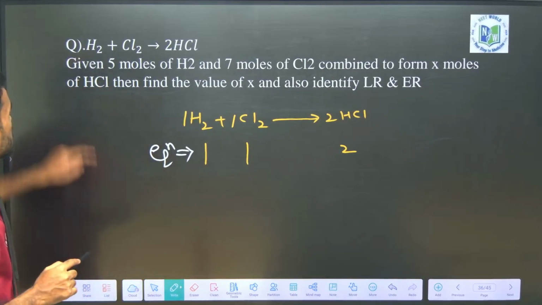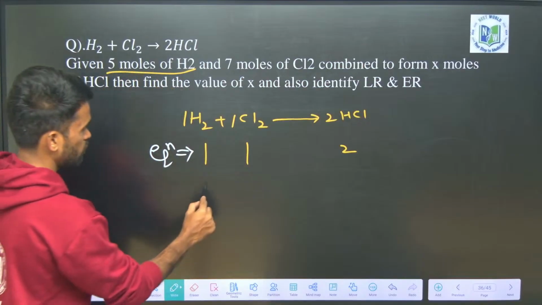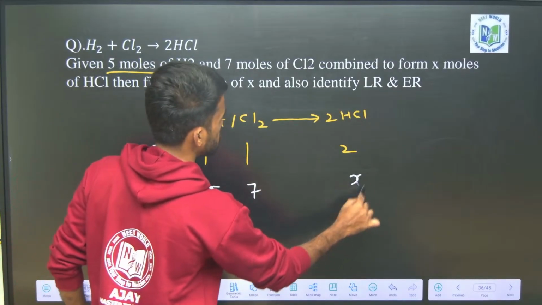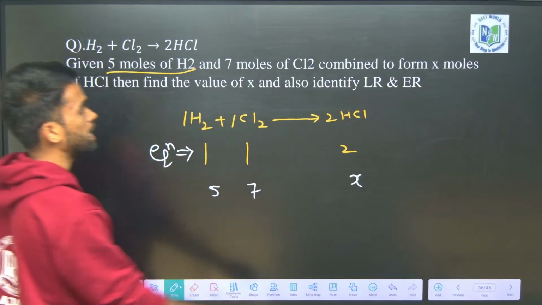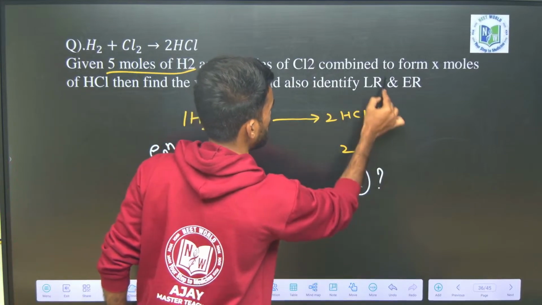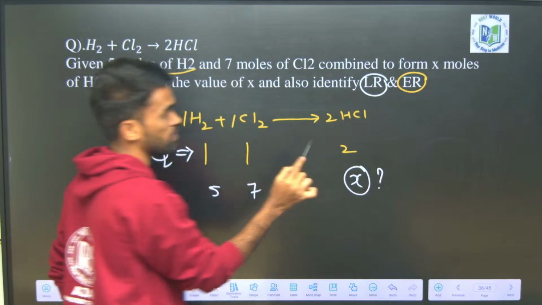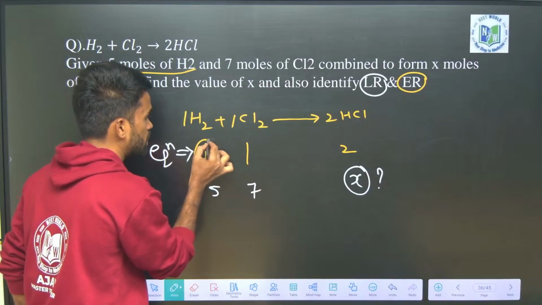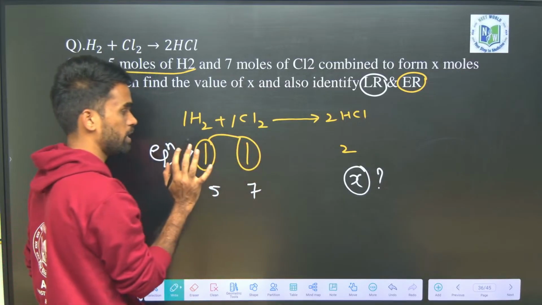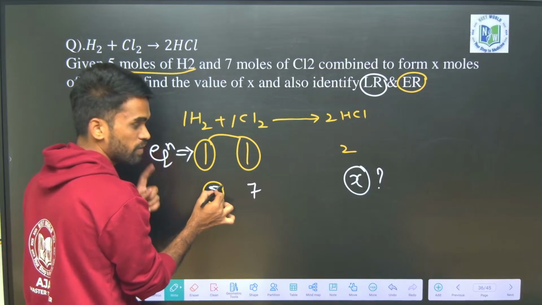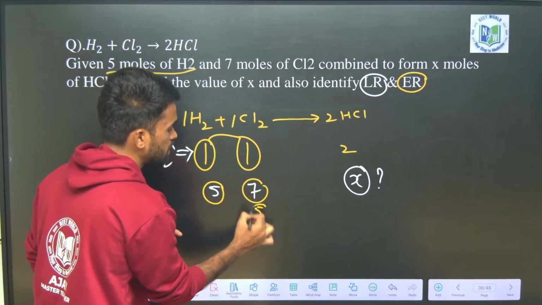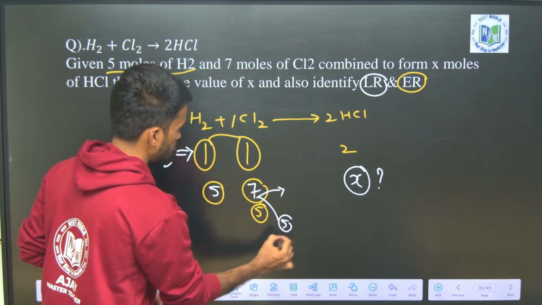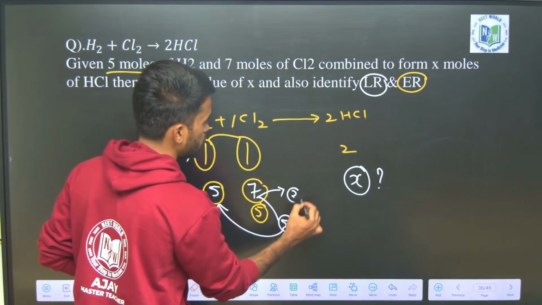After this, given 5 moles of H2 and 7 moles of Cl2 combined to form X moles of HCl. We need to answer the value of X. Identify the limiting reagent and excess reagent in the given reaction. Very simple. For every 1 mole of H2 we require 1 mole of Cl2. It means for 5 moles of H2 we require only 5 moles of Cl2, but they have given 7 moles. So out of the 7 moles, 5 moles will react with the H2 and 2 moles will remain in excess.